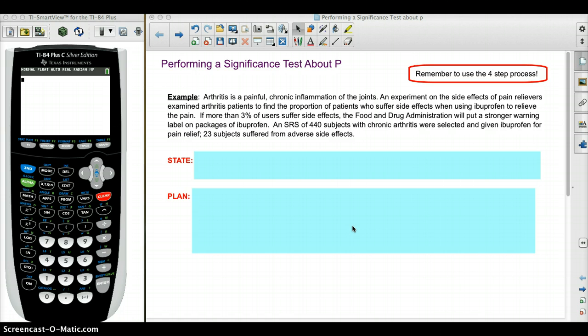If more than 3% of users suffer side effects, the FDA will put a stronger warning label on packages of ibuprofen. An SRS of 440 subjects with chronic arthritis was selected and given ibuprofen for pain relief. 23 subjects suffered from adverse side effects.